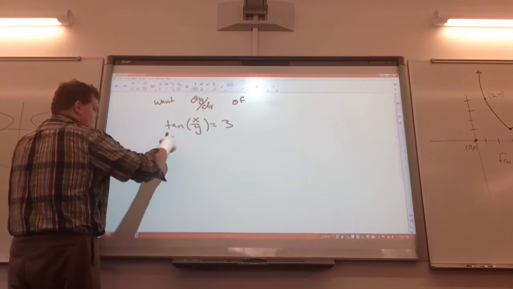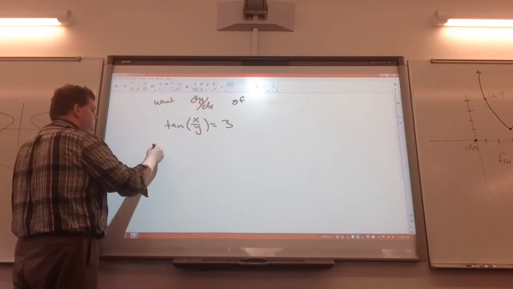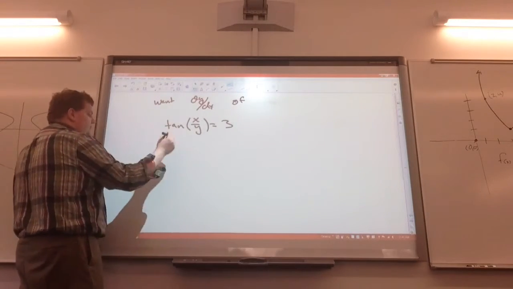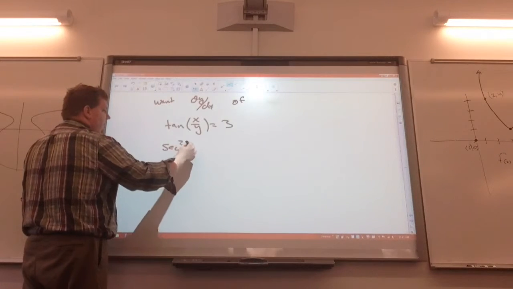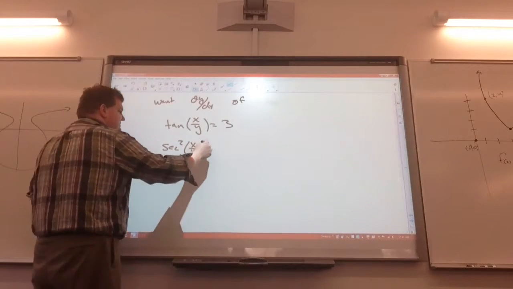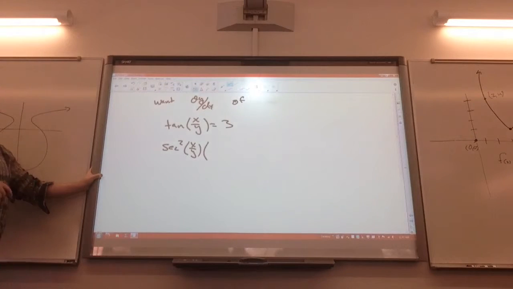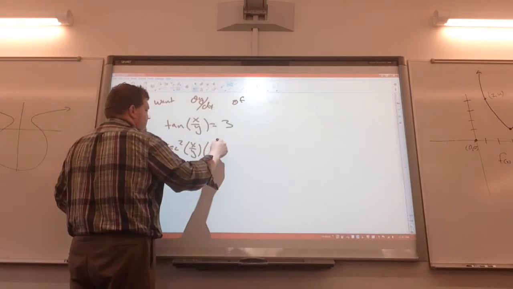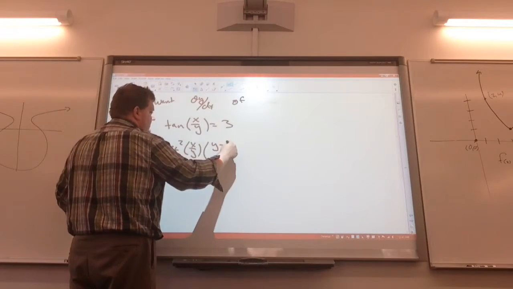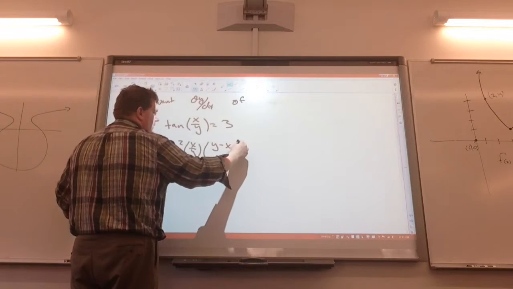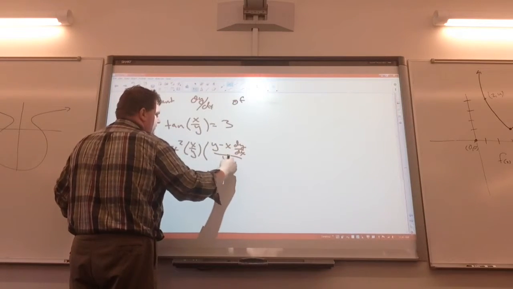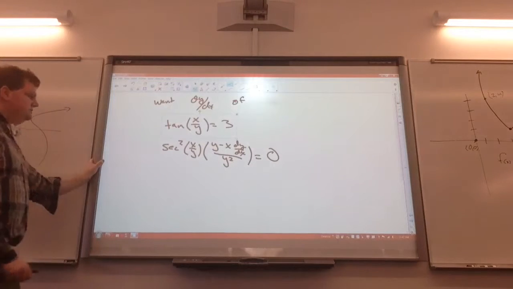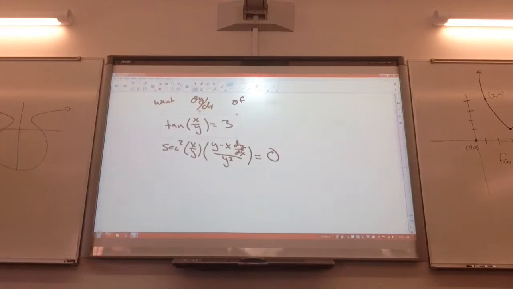Well, derivative of the tangent is what? Secant squared, excuse me, I was thinking cotangent. Secant squared of x over y times the derivative of whatever x over y is. Well, that's going to be a what rule? Quotient rule. So it's going to be low d high minus high times the derivative of low all over low squared. And what's the derivative of 3 going to be? 0. Okay?